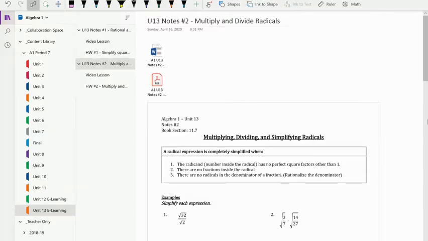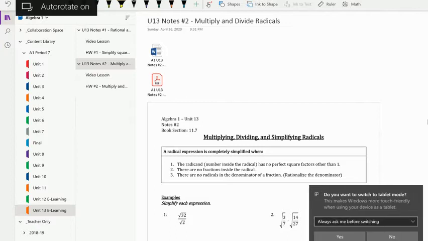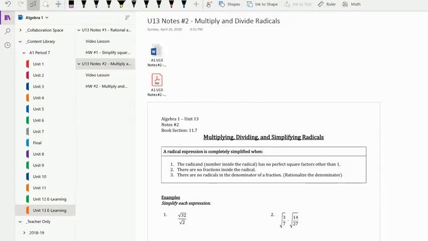Okay, we are back to notes again today. So we are doing notes number 2 for our last unit of the semester. Last week we went through notes number 1 on simplifying radicals, so how to take a square root that's not a perfect square and simplify it by taking out all of the perfect square factors.